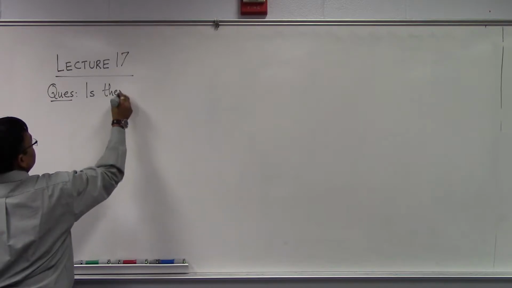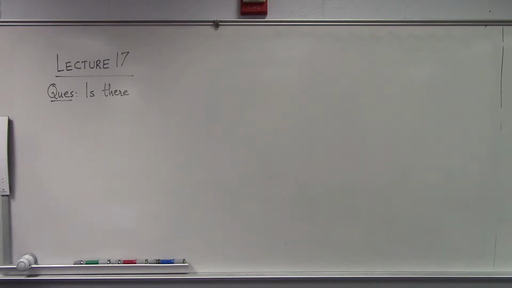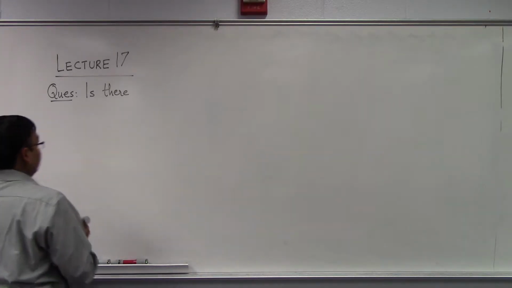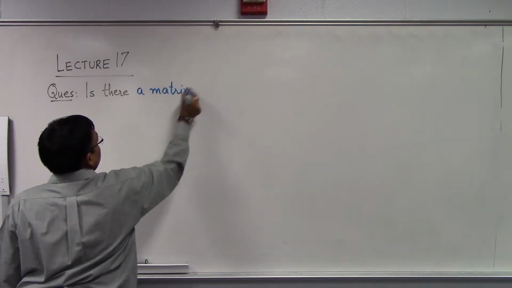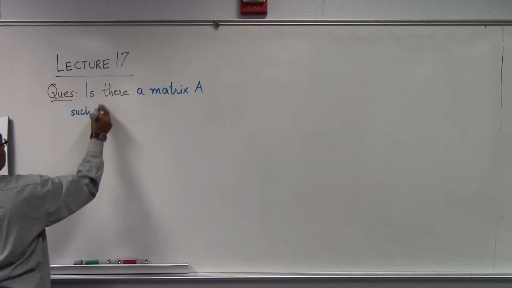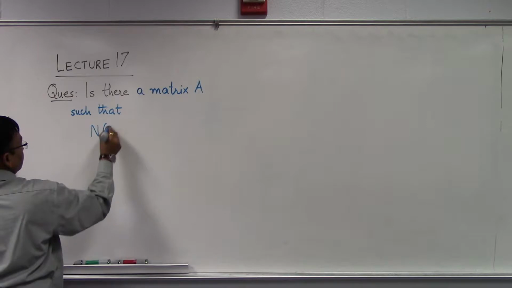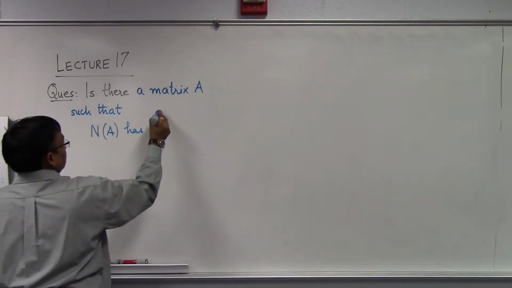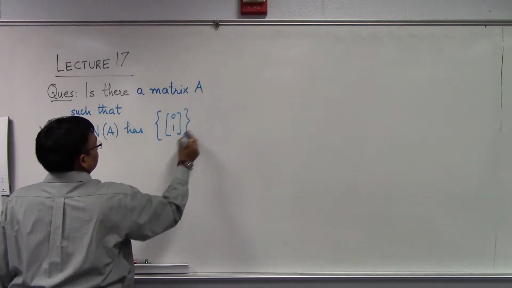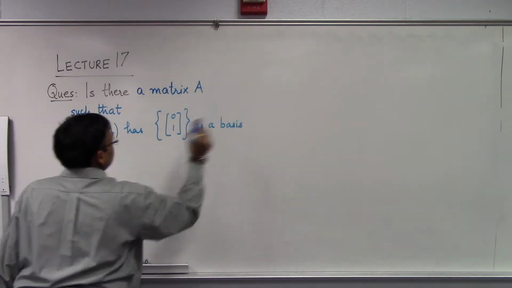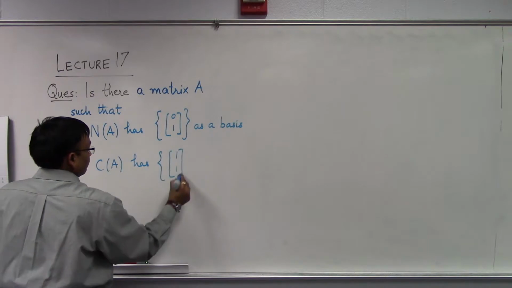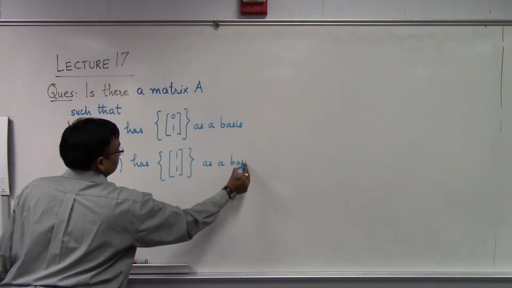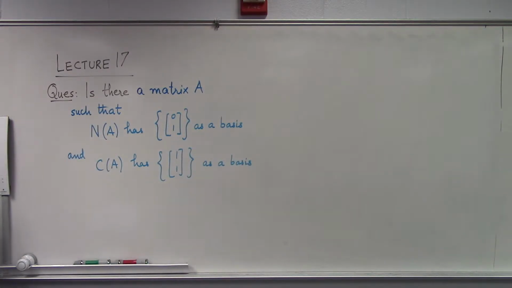The question was something like this. Is there a matrix A such that the null space of A has (0, 1) as a basis and the column space of A has (1, 1) as a basis? Then we'll change this question and we'll go with other things also and see what happens.